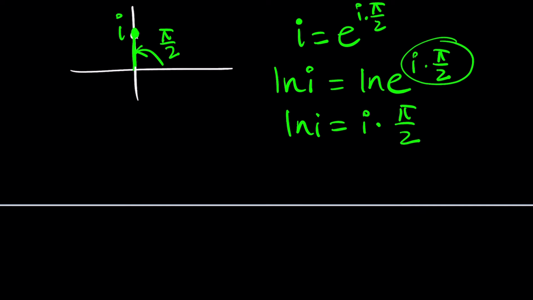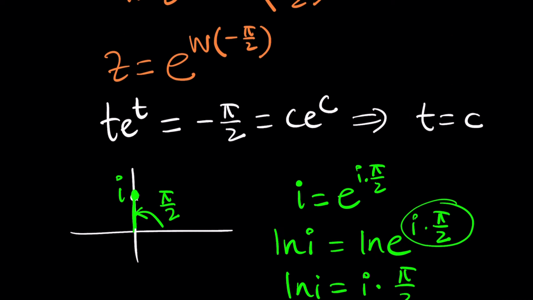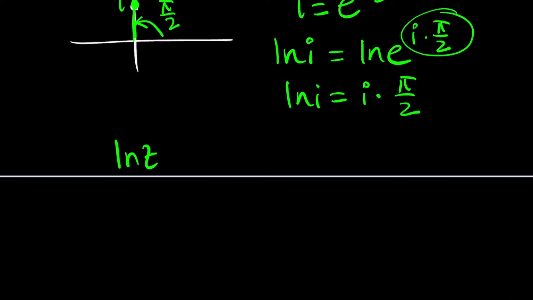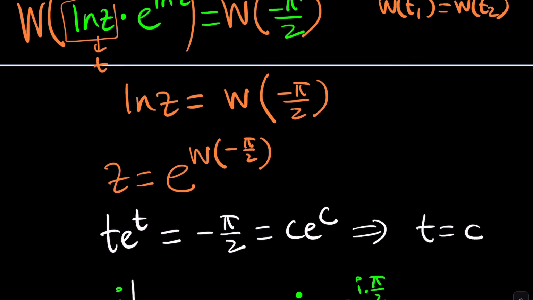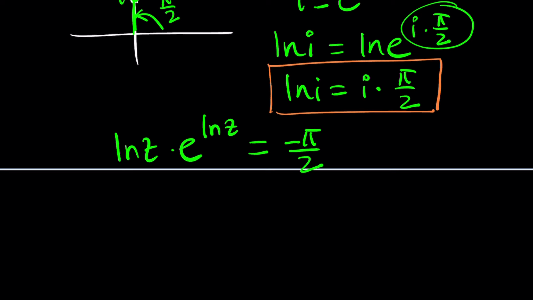Great. And again, how does that help, right? So here's where we are. Let me go back and show you what we have. ln z times e to the ln z equals negative pi over 2. That's where we are, right? Okay, great. Now, how can I use this information to get to this?